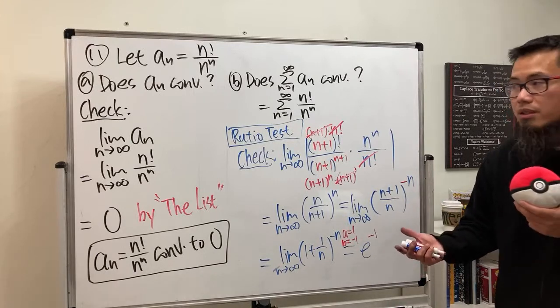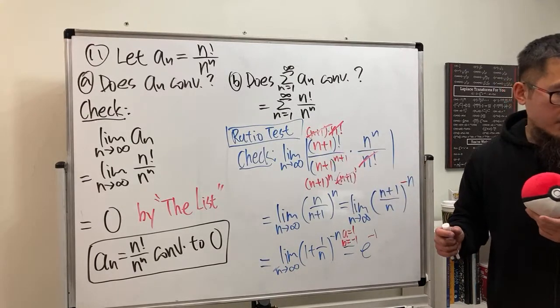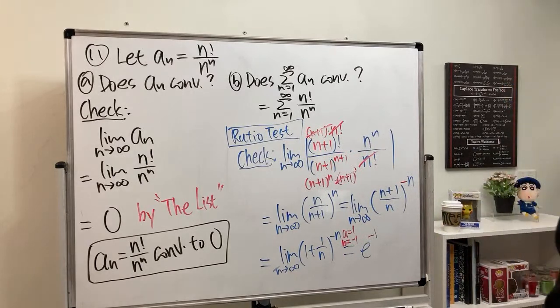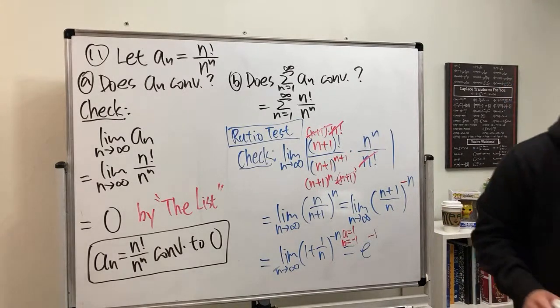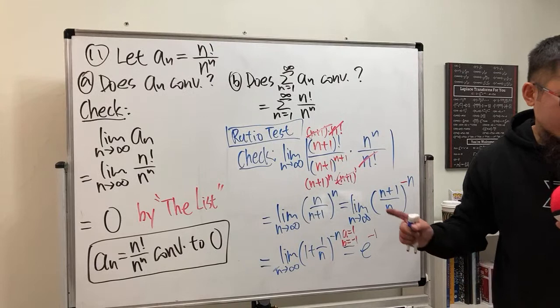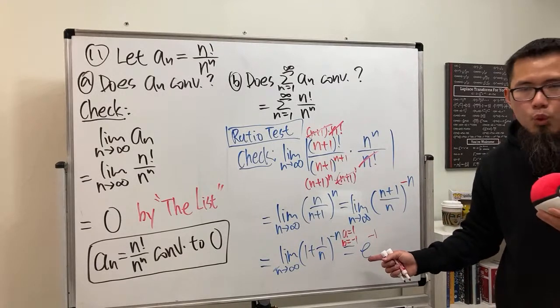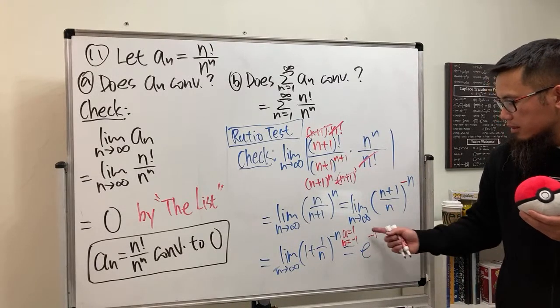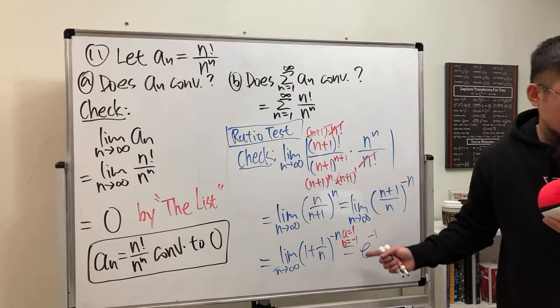Can we draw any conclusion? And remember what we are trying to use. Can you mention why it converges? Like, why does this tell us that this right here converges?